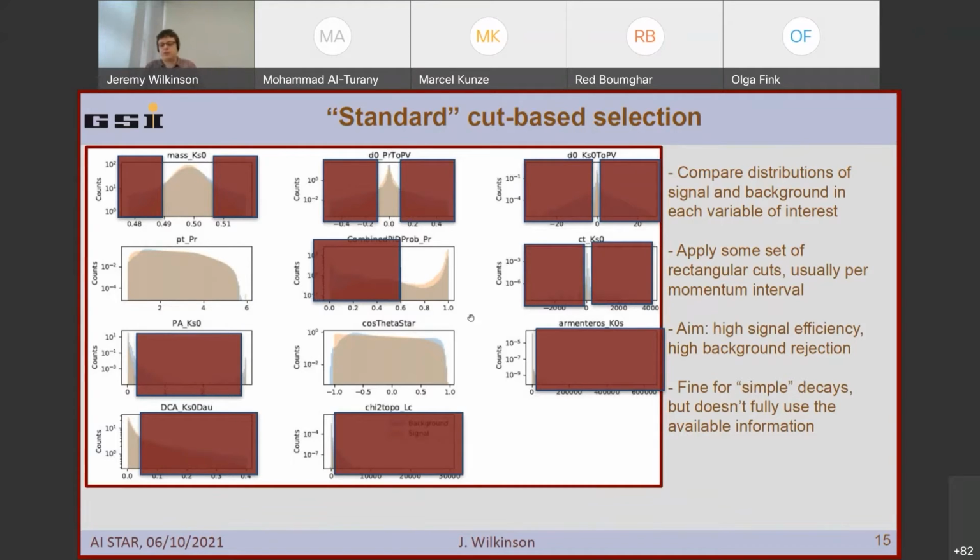The aim of this is that we want to maintain a high efficiency of the signal so that we don't have to make a major correction to get the actual yield out in the end, but also reject a significant amount of the background so that we can reduce our statistical uncertainties. And this is fine for relatively simple decays, but obviously, because we're making a series of one-dimensional cuts, it doesn't fully use the information that we have available to hand from possible correlated sets of variables.